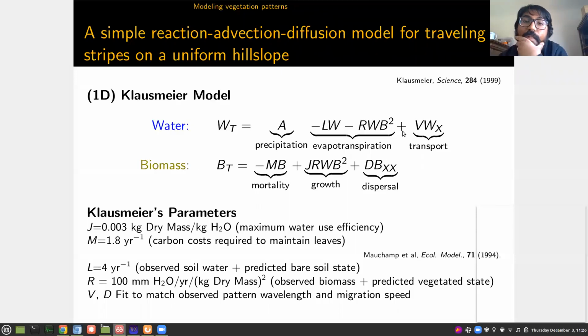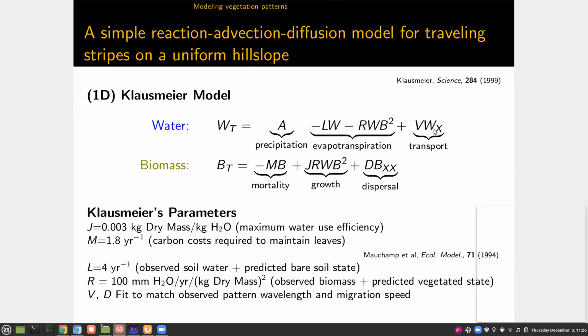Yeah, so this model here was specifically for these banded patterns on a hill slope. What people have done are generalizations or extensions of this model to capture those other patterns. What they do is they add a diffusion term in the water. And then this V characterizes the slope of the hill. And whenever it gets small enough, you start to see transitions from banded patterns to these other types of patterns.